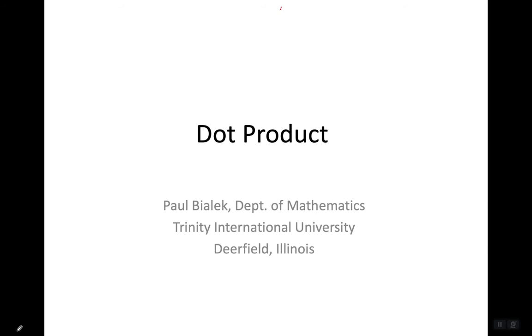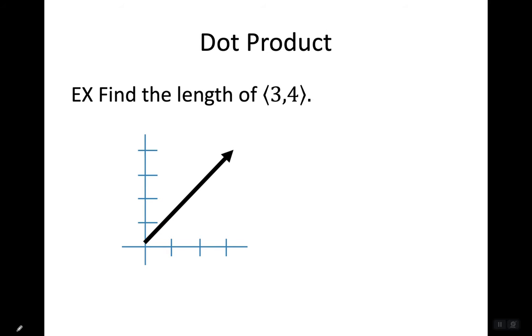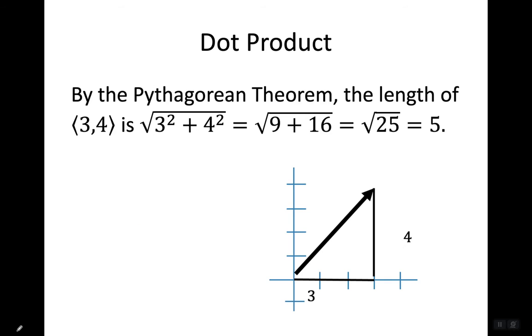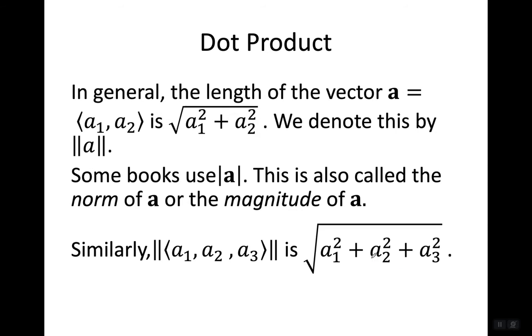Let's talk about the dot product. Find the length of the vector 3, 4. Well, by the Pythagorean theorem, the length of 3, 4 is going to be the square root of 3 squared plus 4 squared. In other words, the square root of 9 plus 16, square root of 25, which is 5.